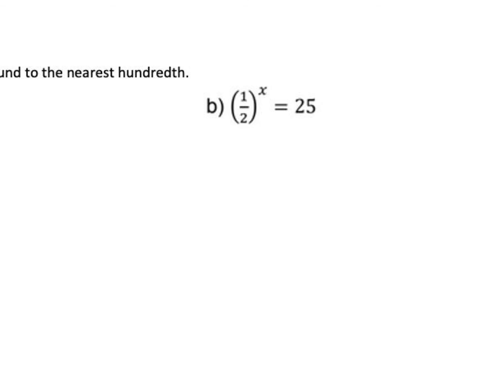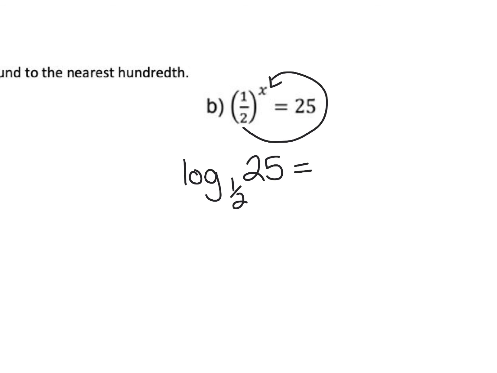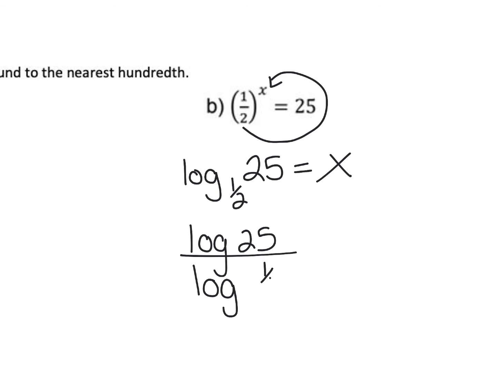We're going to do one more. 1/2 to the x power is equal to 25. And again, I'm going to change this to logarithm form because I don't know 1/2 to what power is equal to 25. So this tells me that I have log, same base, 1/2 of 25, my argument, is equal to the exponent when I change this to exponential form. And then by my change of base formula, the log of 25 divided by the log of 1/2 is equal to x.